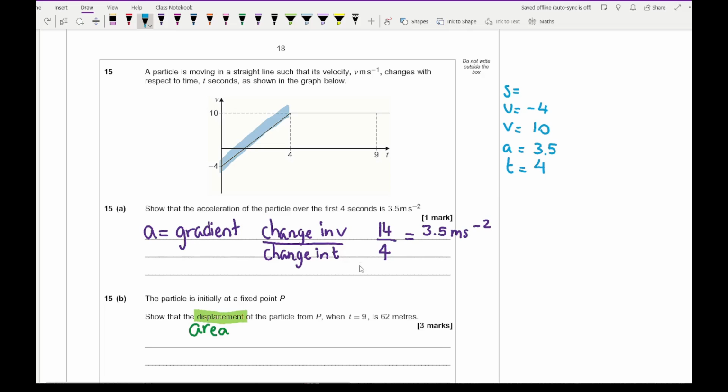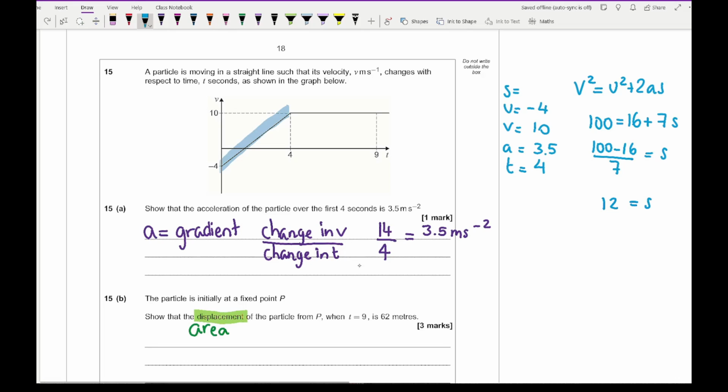So the choice is yours for which SUVAT equation to use. I'm going to use v squared equals u squared plus 2as to find that value of s. So v squared is 100, u squared is 16, 2 times a is 7, and then we get s. So 100 minus 16 over 7 is the value of s, and s has a value of 12 meters. So our first displacement area is 12 meters.